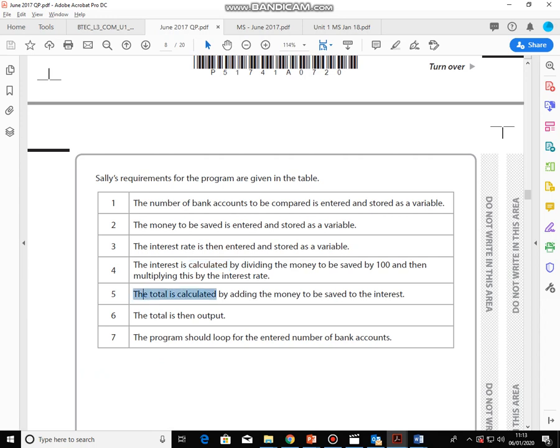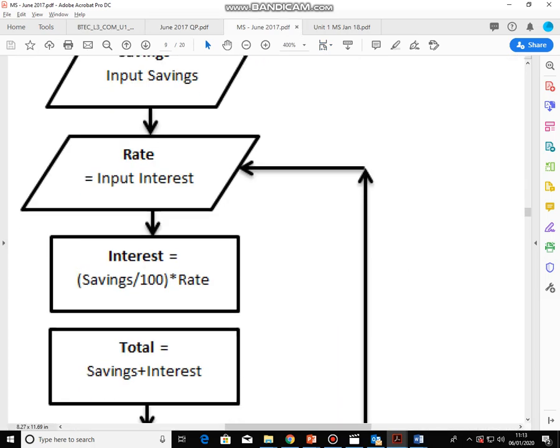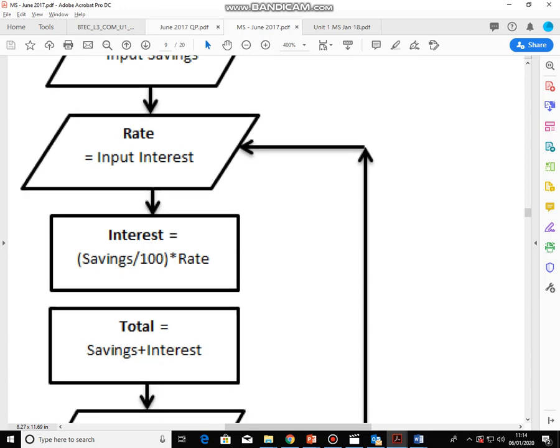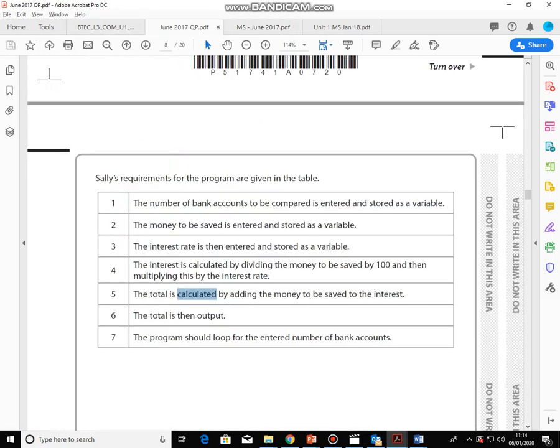The total is calculated by adding the money to be saved to the interest. Again, we're calculating something. What I'm hoping you understand straight away is that that's again another process. So let's go back to here. We have the total is equal to savings plus the interest. So what we worked out here, we're now adding it to the savings that we took previously.